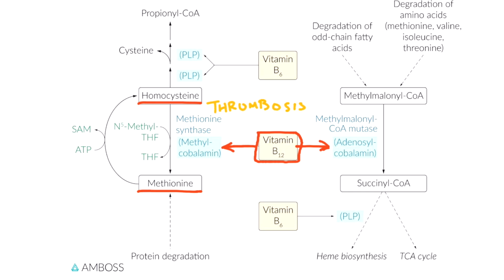Methylmalonyl-CoA mutase, on the other hand, converts methylmalonyl-CoA into succinyl-CoA. Decreased function of methylmalonyl-CoA mutase results in accumulation of methylmalonyl-CoA and its precursor, propionyl-CoA. The accumulation of these substances impairs myelination of nerve fibers and induces myelin degradation.